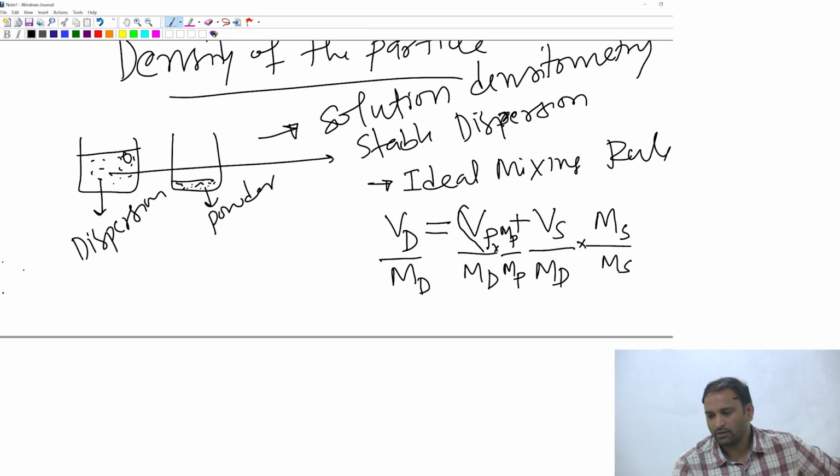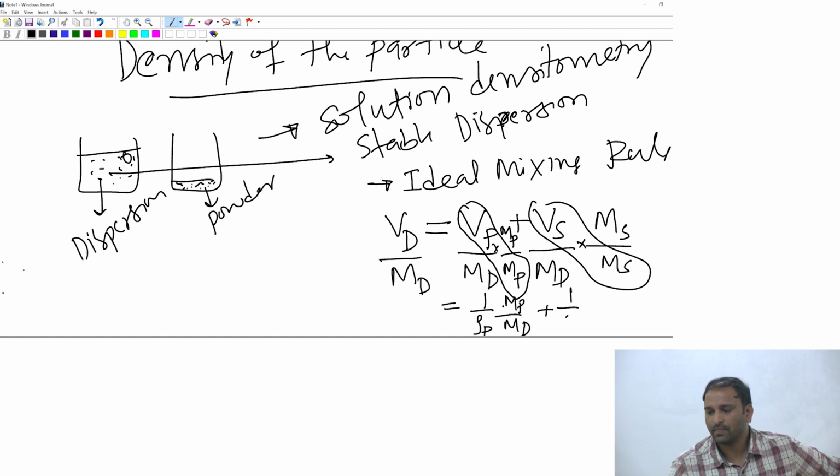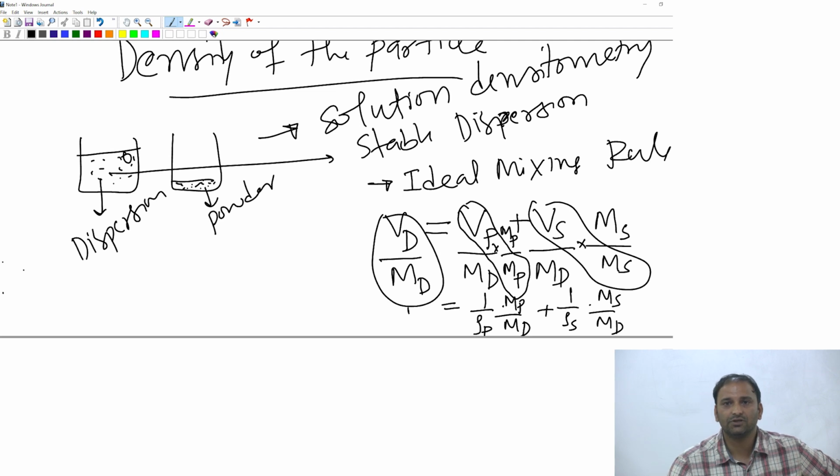Now, if I look at the volume of the particle divided by the mass of the particle, this is 1 over rho of particle, multiplied by the mass of the particle divided by the mass of the dispersion. Similarly, this term is going to be 1 over rho of solvent multiplied by the mass of the solvent divided by the mass of the dispersion. Similarly, this is going to be 1 over rho of dispersion.